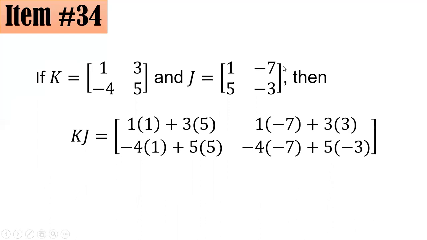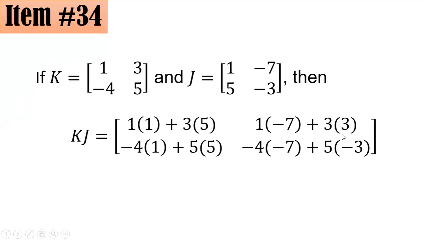And to do this, we will multiply first the corresponding entries in the first row of the first matrix and the first column of the second matrix. So we have here 1 times 1, plus 3 times 5. Next, we have the second row of the first and the first column of the second. Their intersection will be found here. So negative 4 times 1 plus 5 times 5 here.